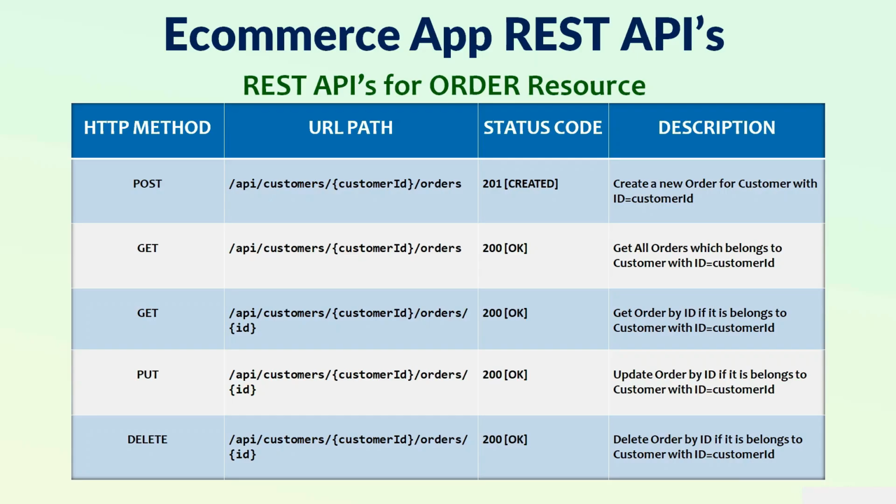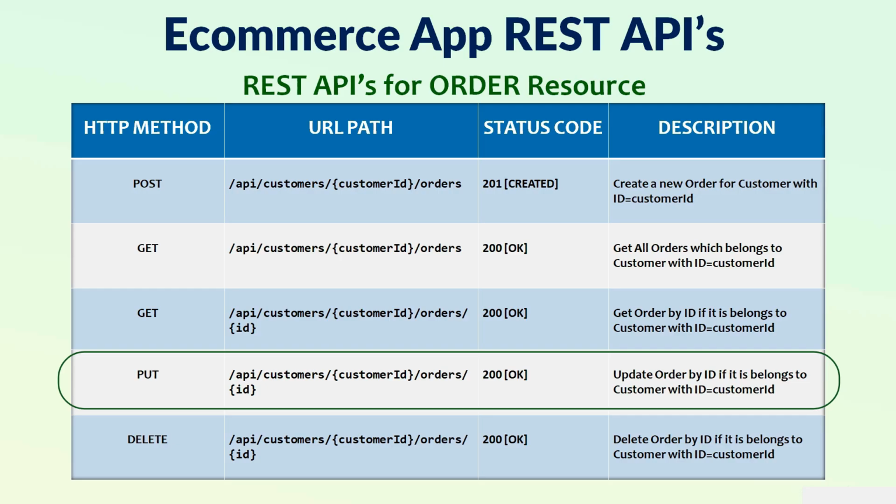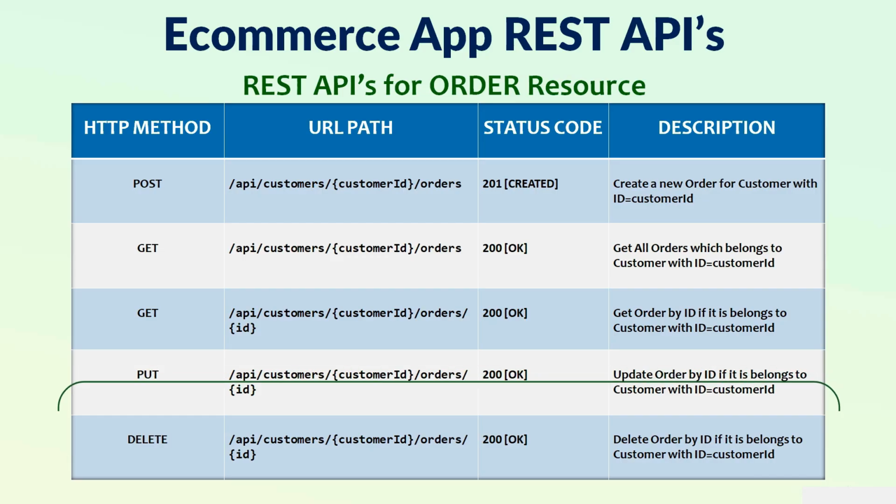Hi, welcome back. In this video, we are going to implement the update order by ID REST API. It handles the HTTP PUT method and its REST endpoint URL is /api/customers. Here we need to pass customer ID dynamically, /orders, and also we can pass order ID dynamically. And its status code is 200. Okay, let's move to the STS IDE to implement this REST API.